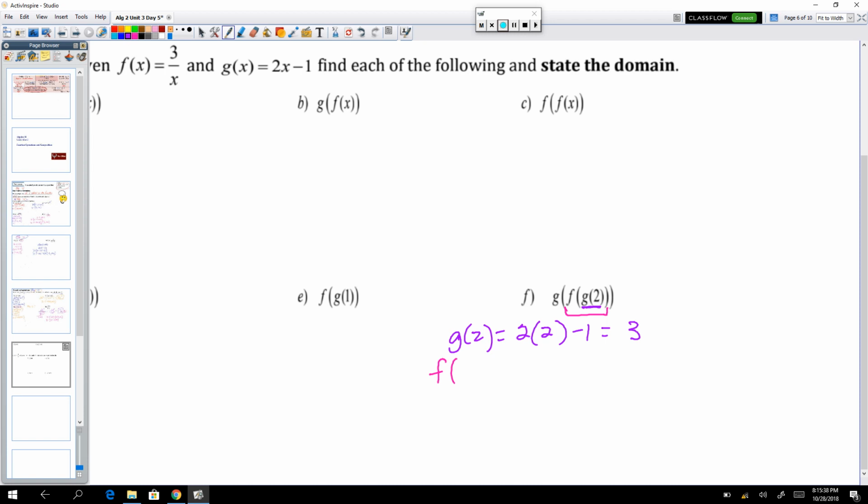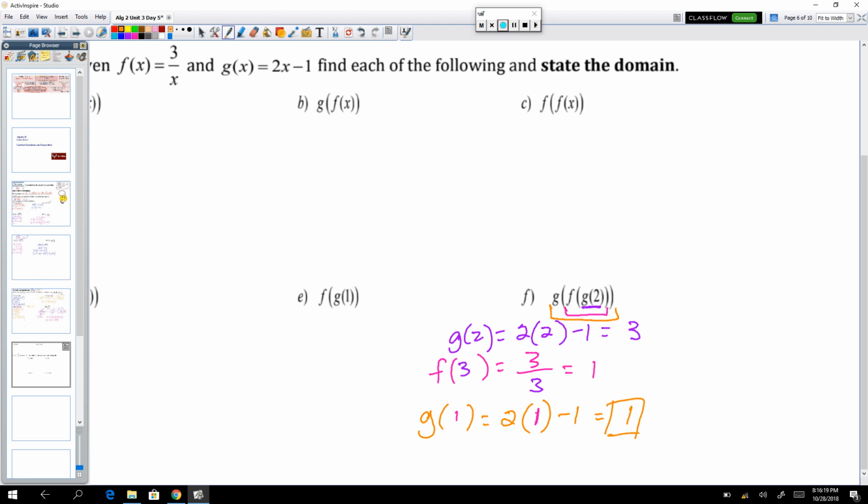F of the 3 is, the f function is 3 over the input, which of course is just 3 over 3 is 1. Then I'm going to look at the outermost and find g of 1. The g function says I need to take the input and multiply it by 2, and then subtract 1 from it. And of course 2 minus 1 is 1.